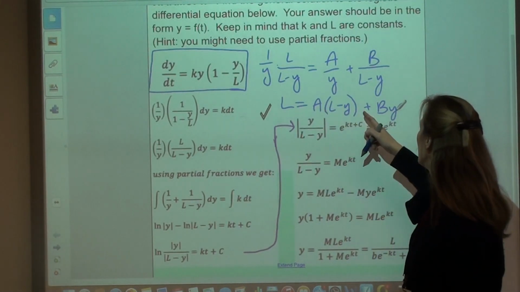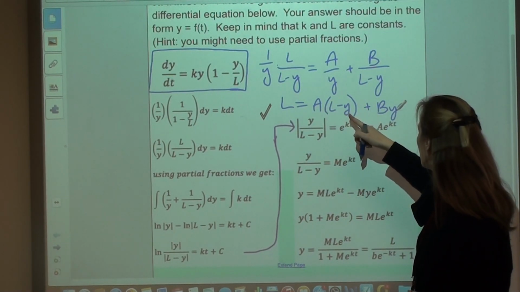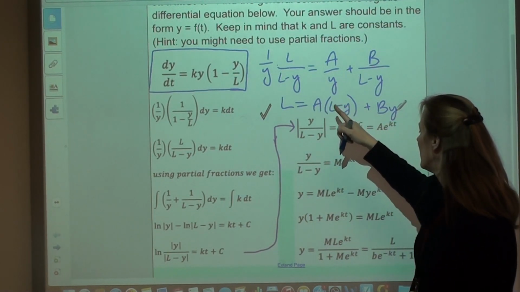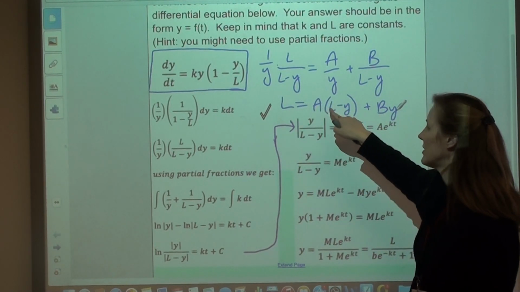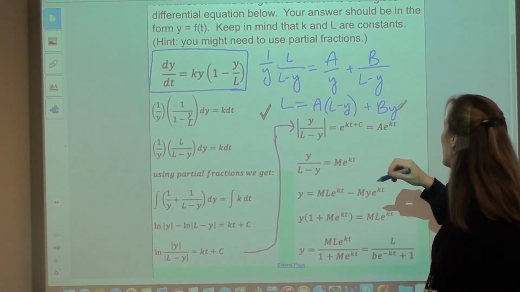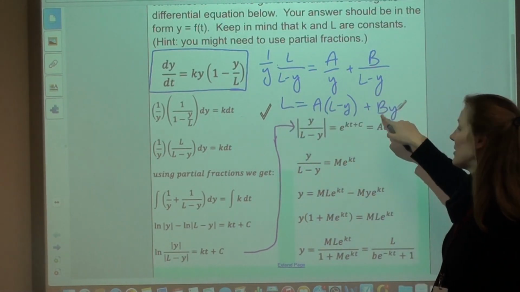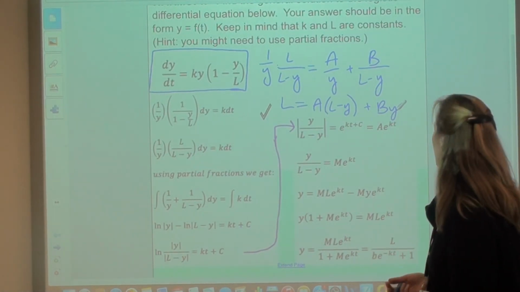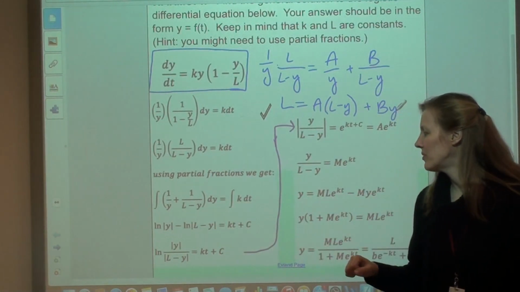But if you, let's see, yeah, so if I group, I'm trying to think of the best way to do it. I do it by grouping. If I plug in a 0 for y, I get L equals A times L, and so then that just means A is 1. And if I plug in an L for y, I get L equals B times L, and then B is 1. So that would be your easiest way to go. All right. So then there's your equivalent there.